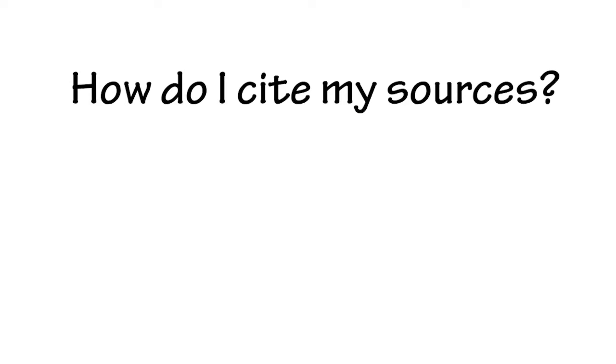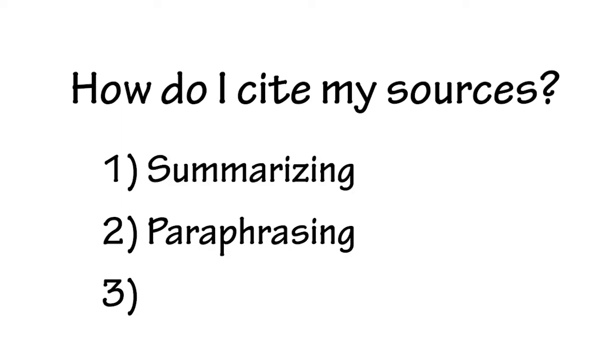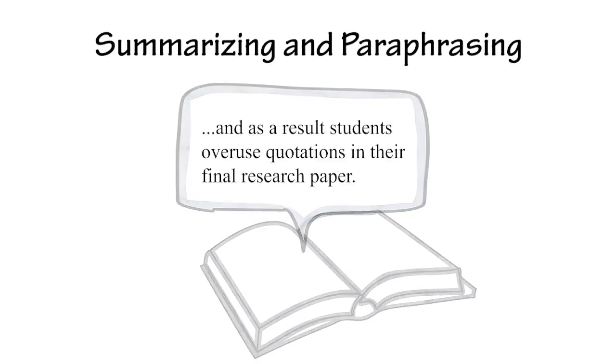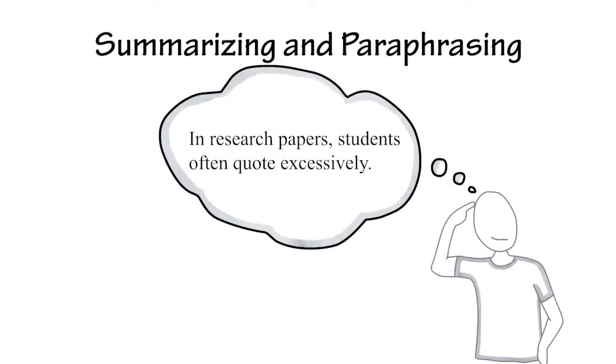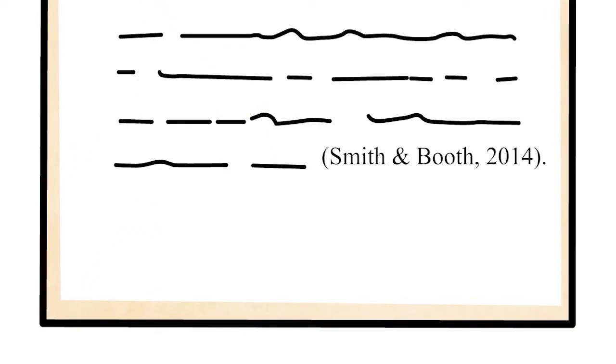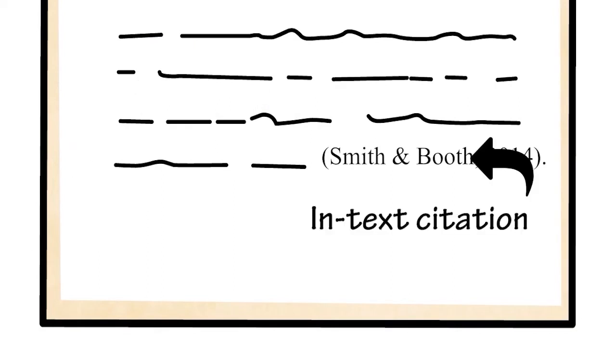How do I cite my sources? In any citation style, there are three main ways of using any outside source: summarizing, paraphrasing, or quoting. When summarizing and paraphrasing, you consider the original writer's ideas, words, and sentences, but explain what they have said using different words and sentences, your own words. You must include a note immediately after your summary or paraphrase that tells the reader where the idea came from. This is called an in-text citation.